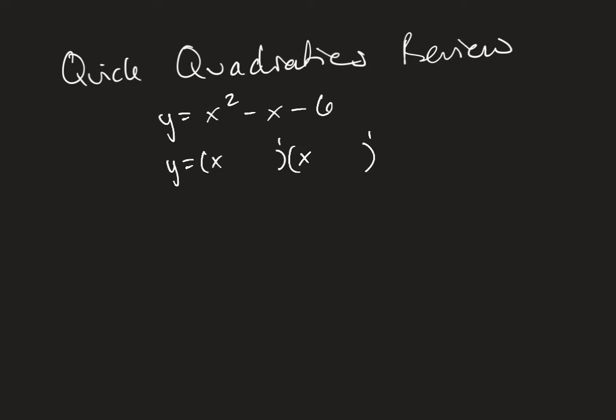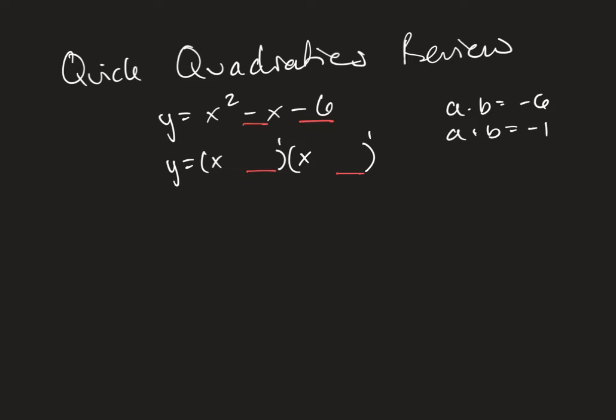And now our chunks that are going to go on this side, right, have to multiply to be -6 and add to be -1. So we need two things that multiply to be -6 and add to be -1. So what are some factors that do that? What multiply to be -6? So a times b equals -6. A plus b equals -1.